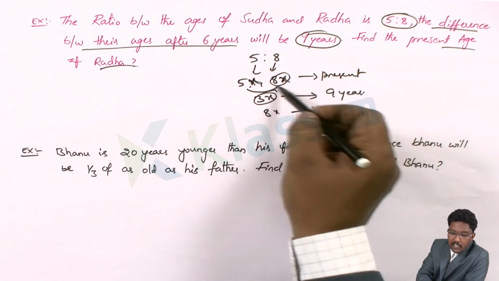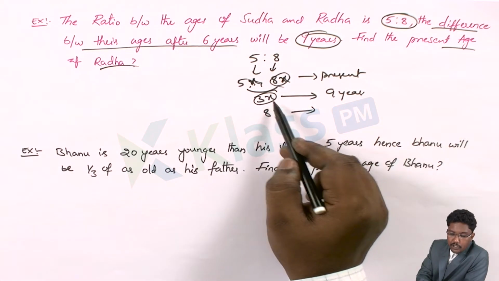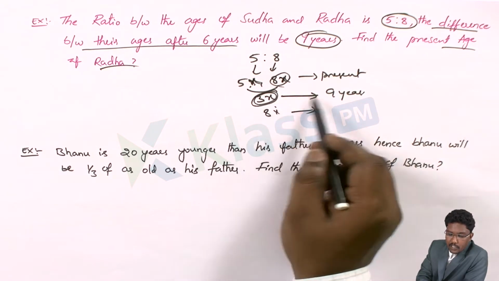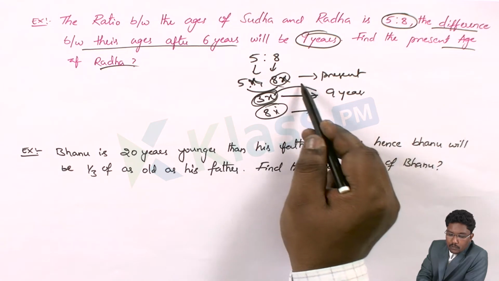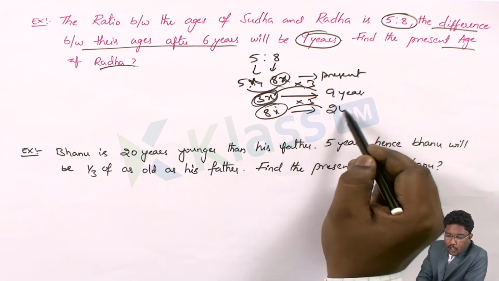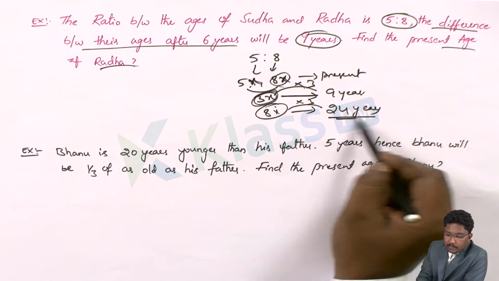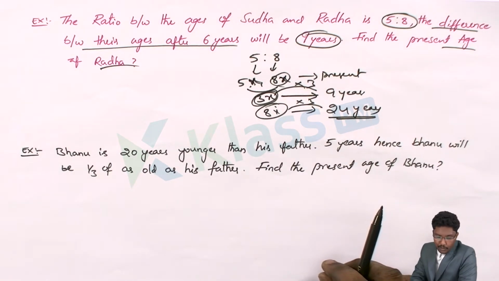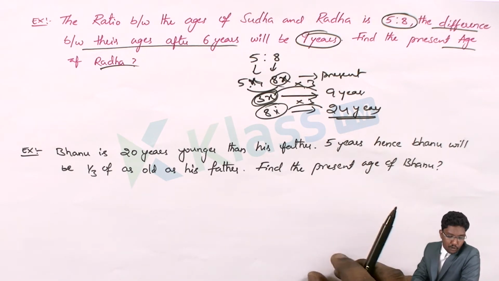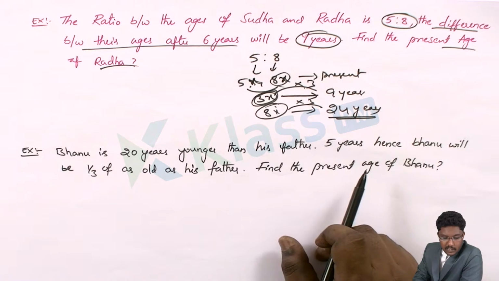Radha's age is 8x. According to our assumption, 3x is the difference, but given data says 9 years. So in this way, how does 3x become 9 years? Multiply by 3. So 8x is 3 into 8, 24 years. So the age of Radha is 24 years. When you go by the basic concepts, it is very simple to solve the question within 5 seconds.